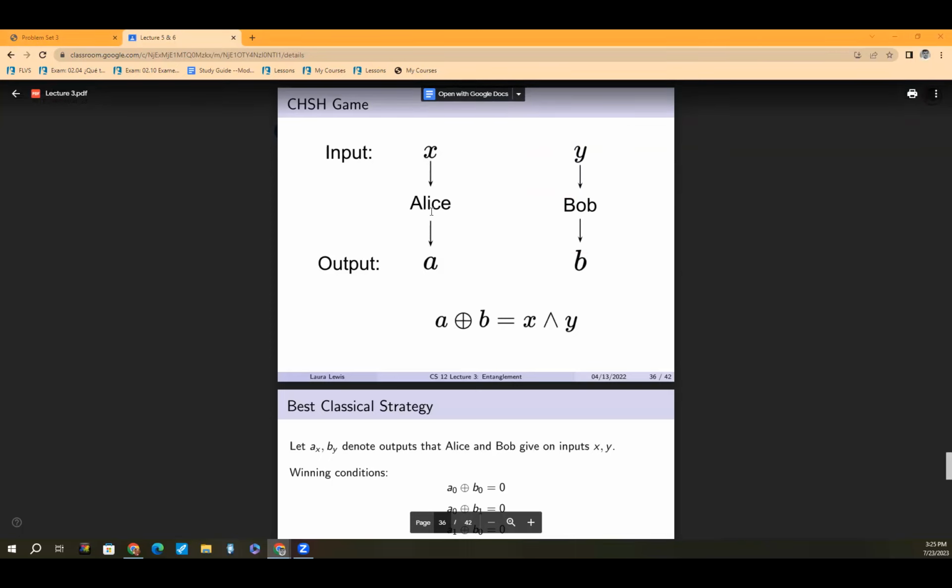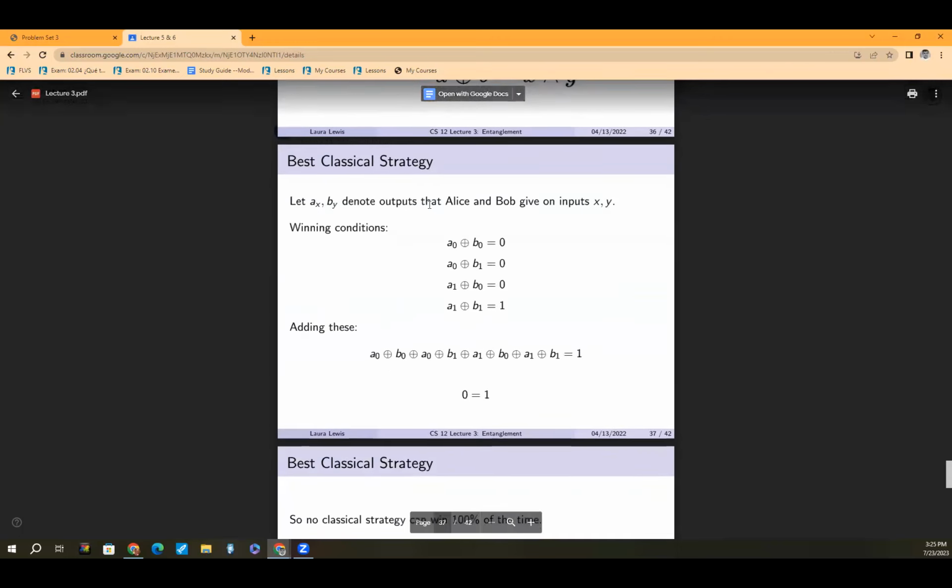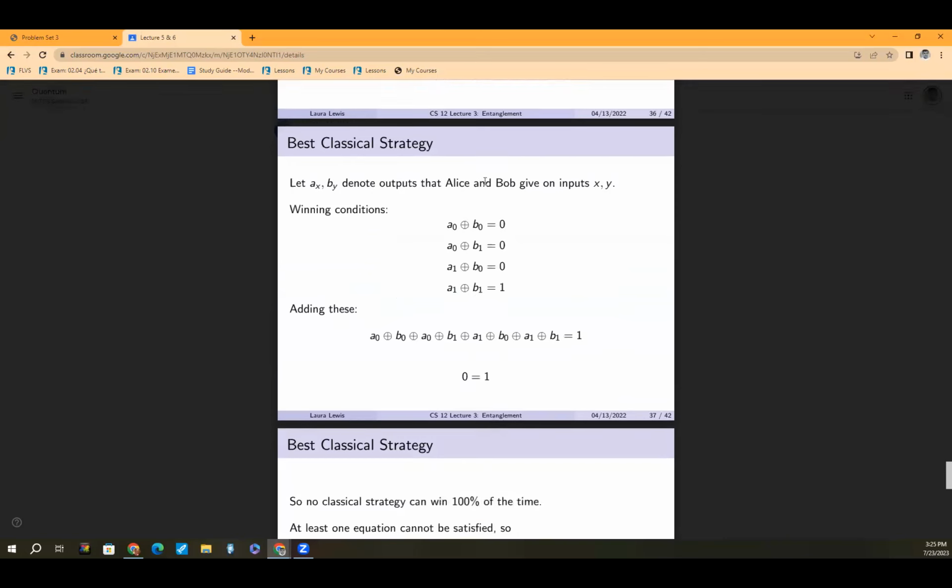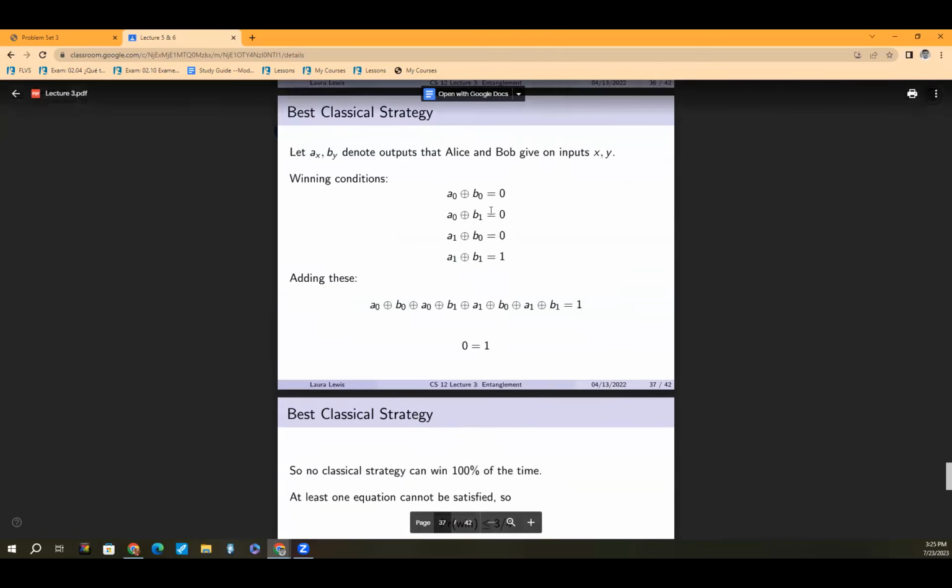For the input and output for Alice and Bob, the first page is pretty much what she said was the CHSH game. And the way she did it, she said A, X, and B, Y denote outputs that Alice and Bob gave on inputs X and Y. She provided the winning conditions, and she pretty much added all the values up together. I realized that if you added all the values together, you would get 3 on the right side equation, and modulo 2 operators cannot do that. And thus you'd have to have only one equation where everything would work.